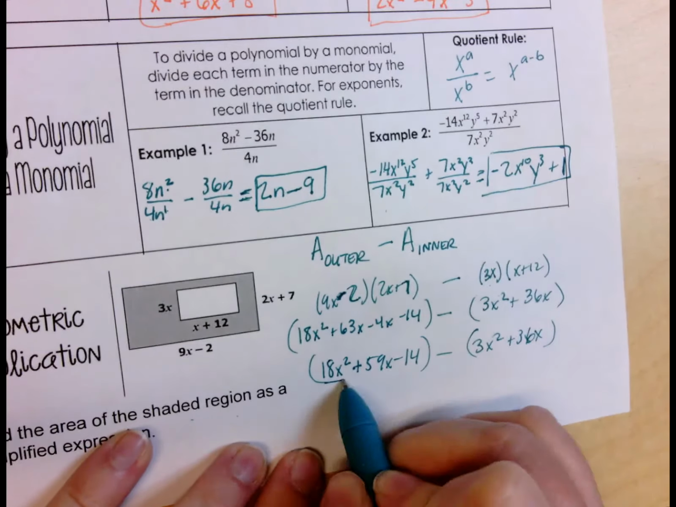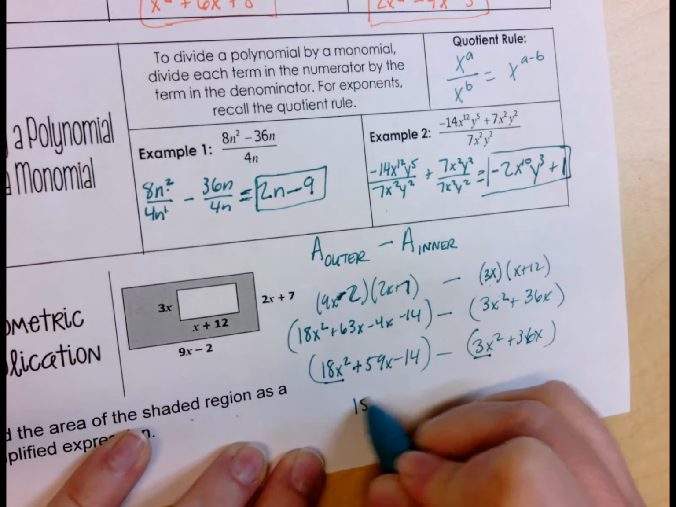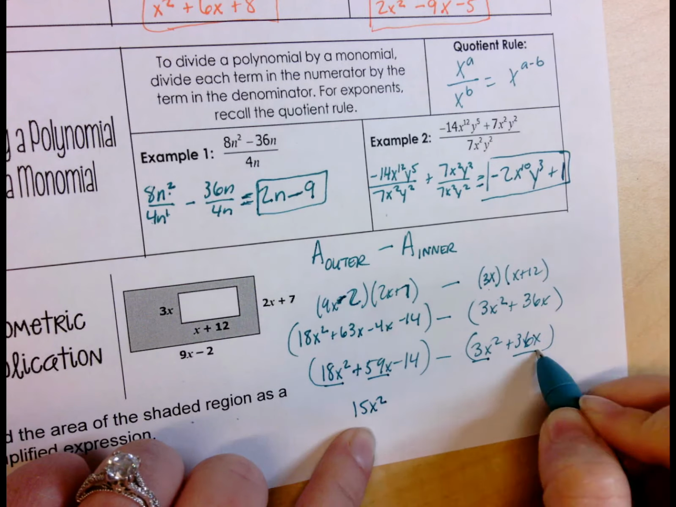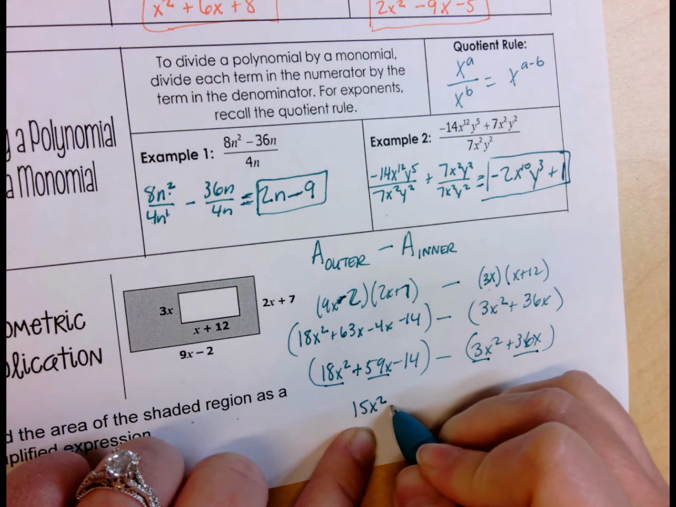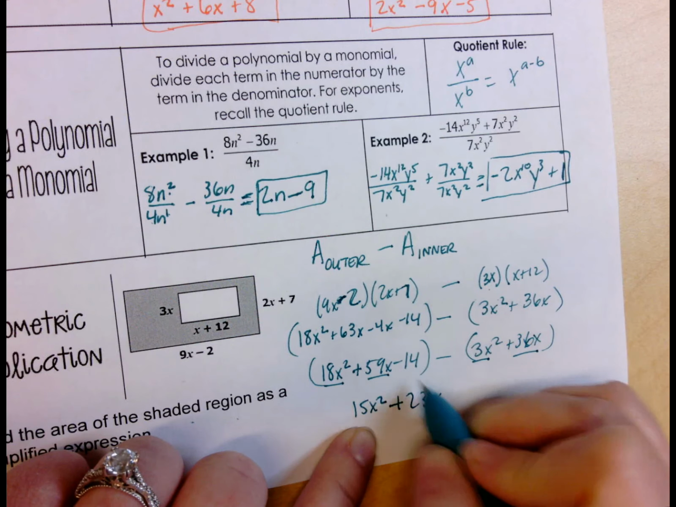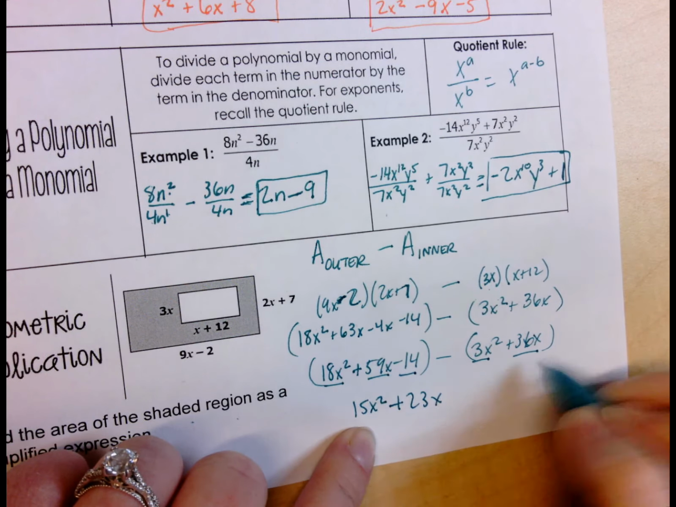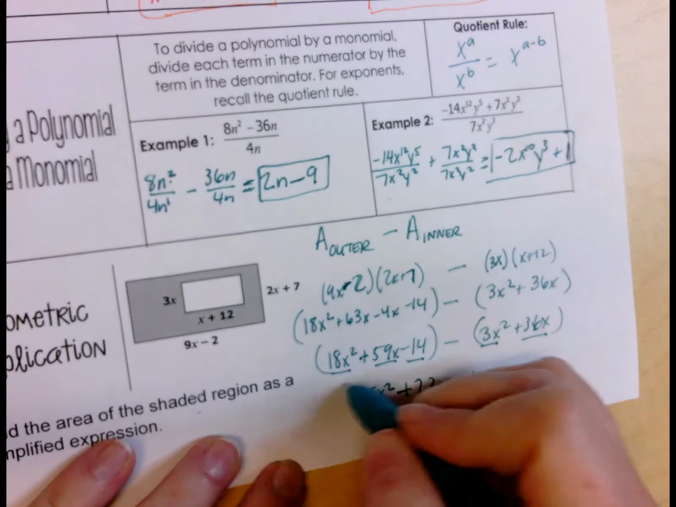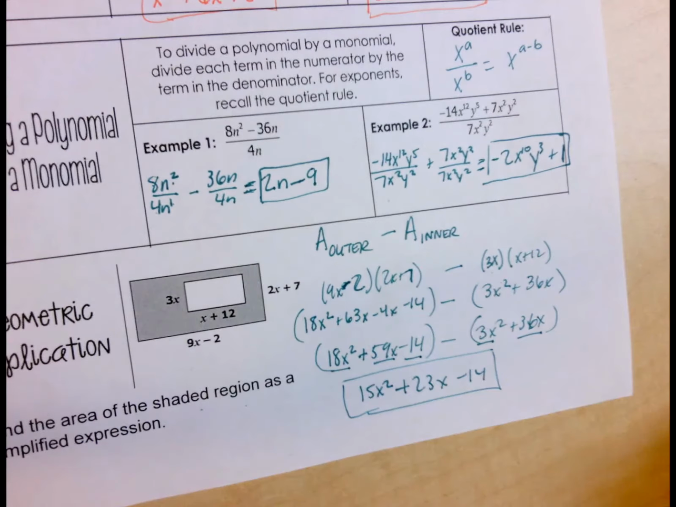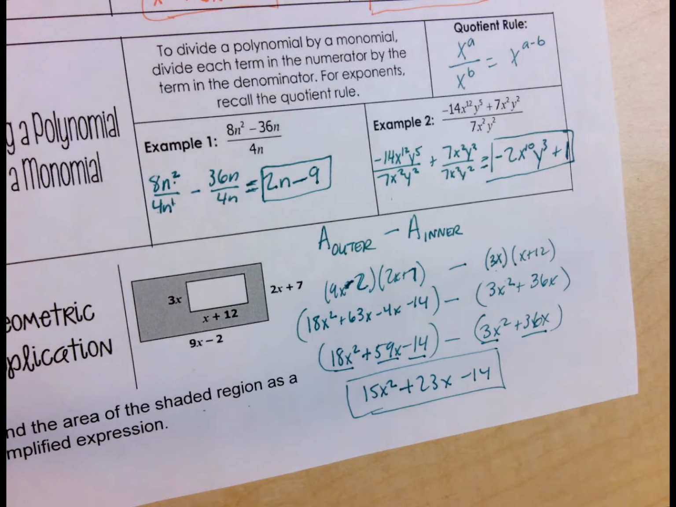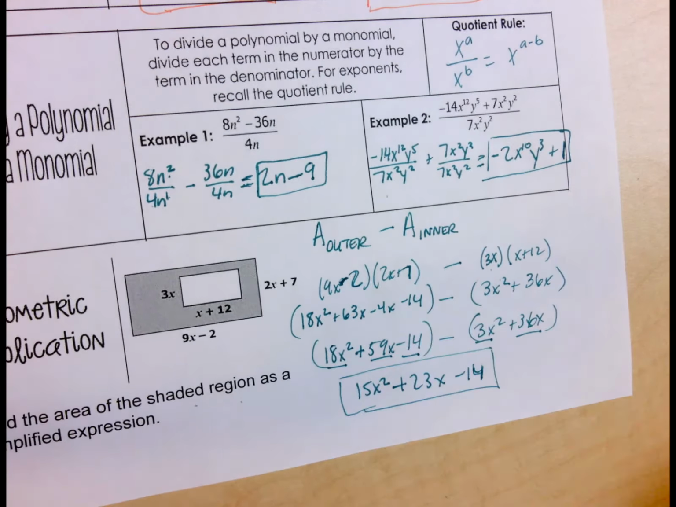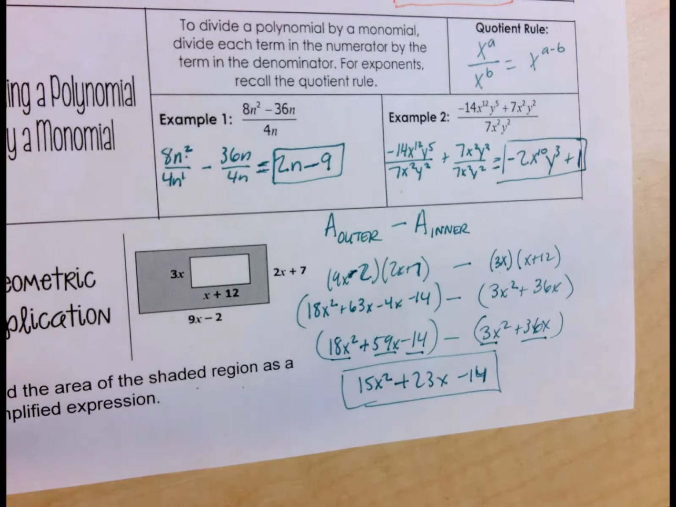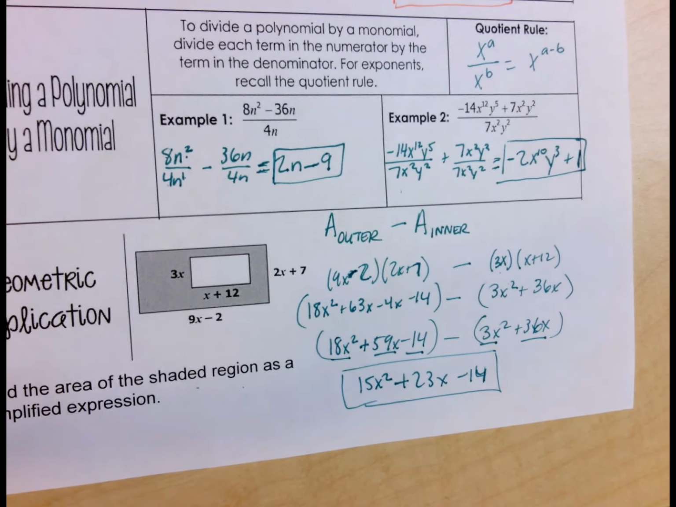So it's going to be 18x squared minus 3x squared. That's 15x squared. Then I have a 59x minus 36x. And so I end up with a 23x. And then I have a negative 14, and I'm not subtracting anything from that, so it just stays as a negative 14. And so the area of the shaded region can only be written like this until we know what x is. Then you could simplify it further, but for now we can leave it just like this, okay? So that's how we would do a geometric application. If you were to come across a question like that, that's how we would work it out, okay?